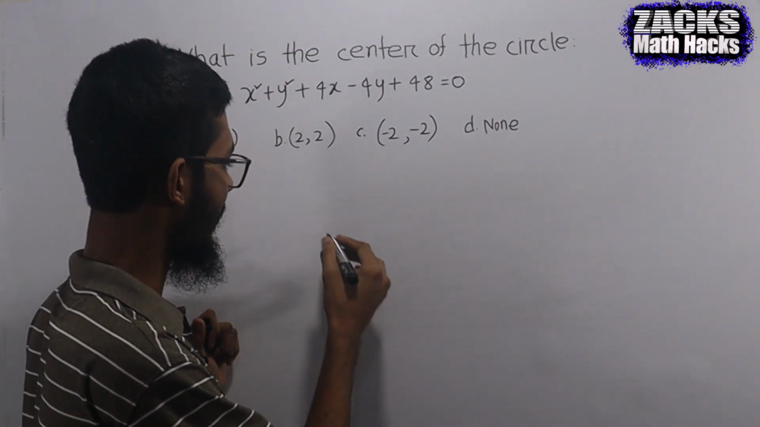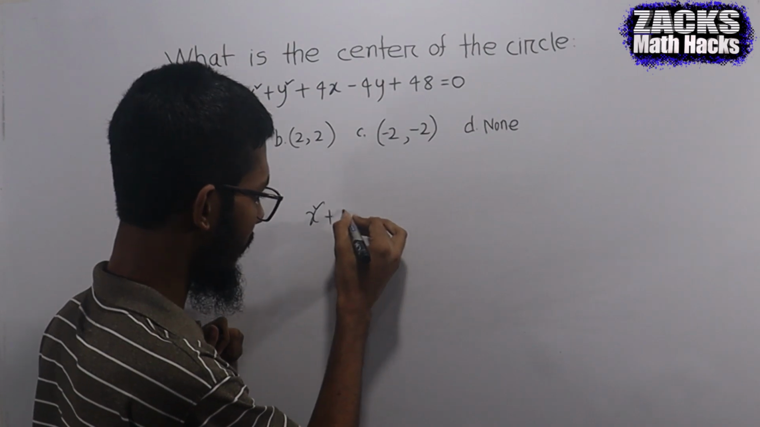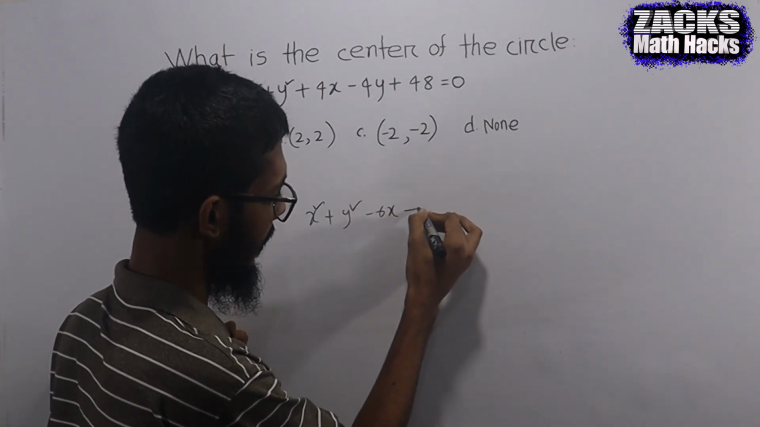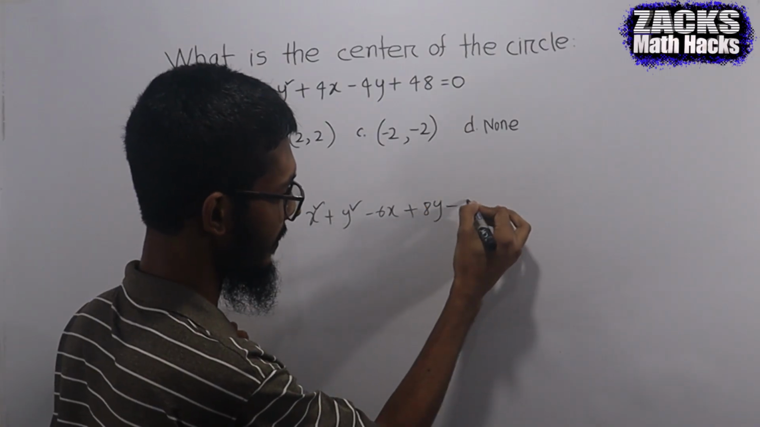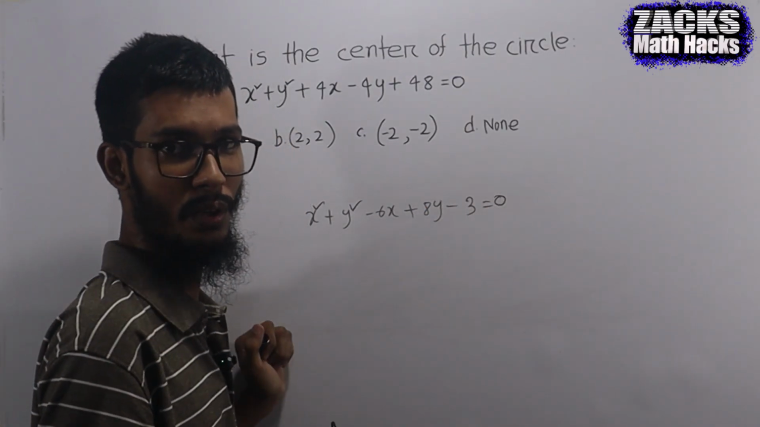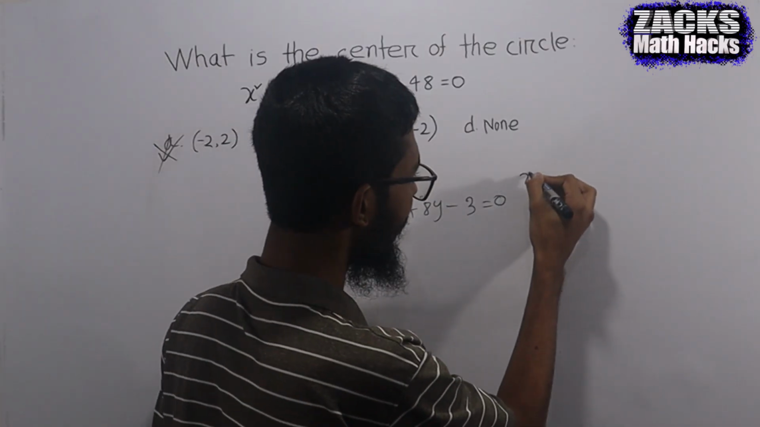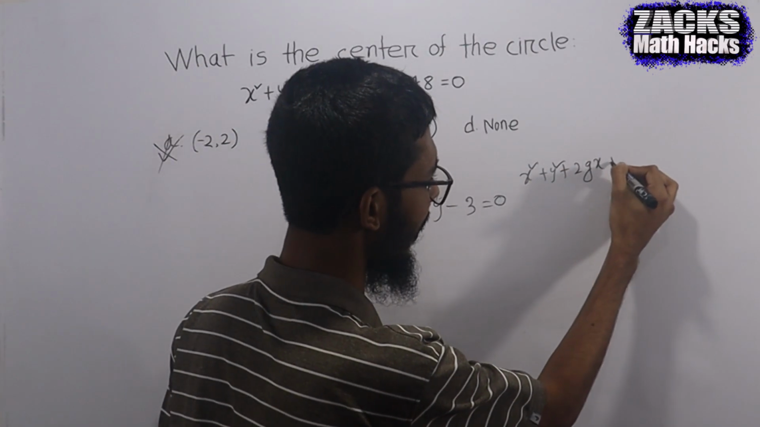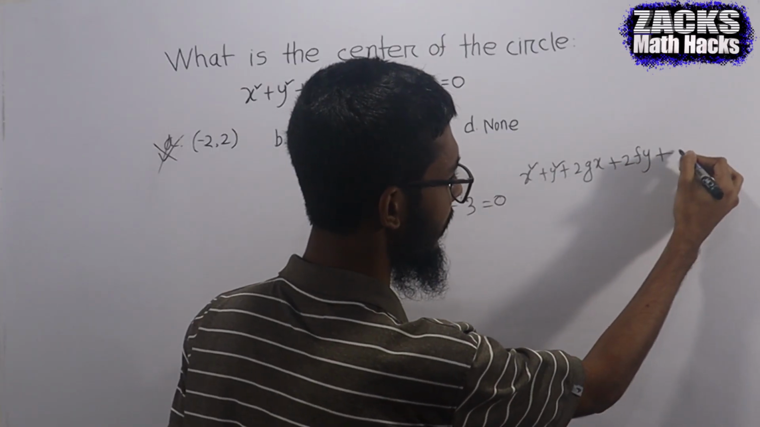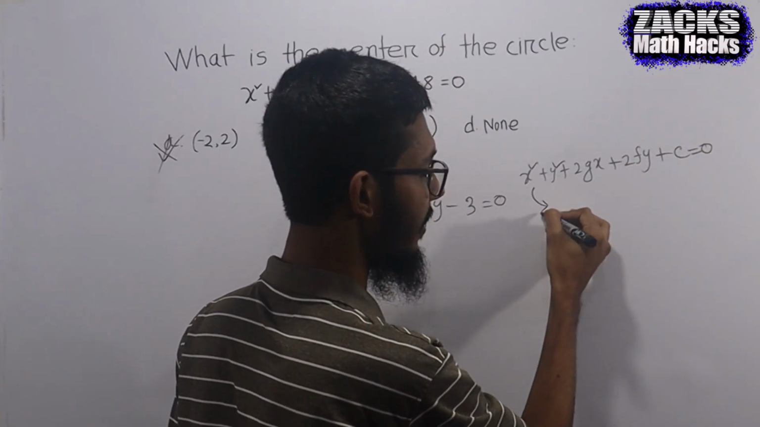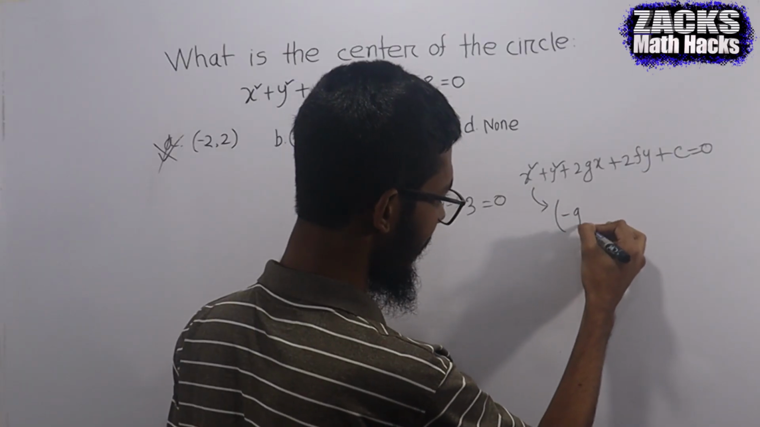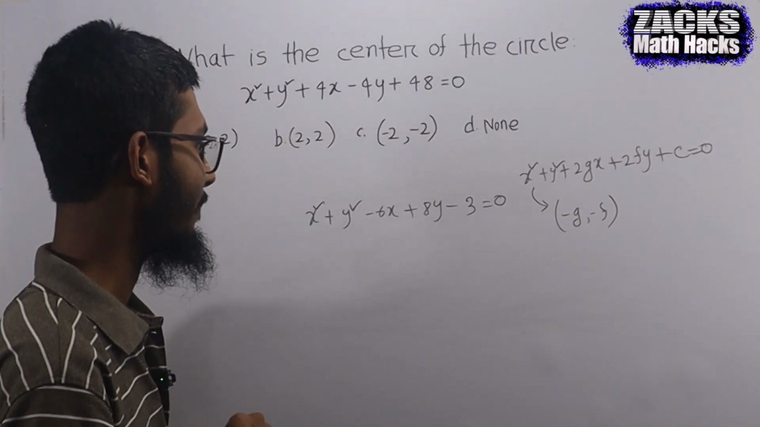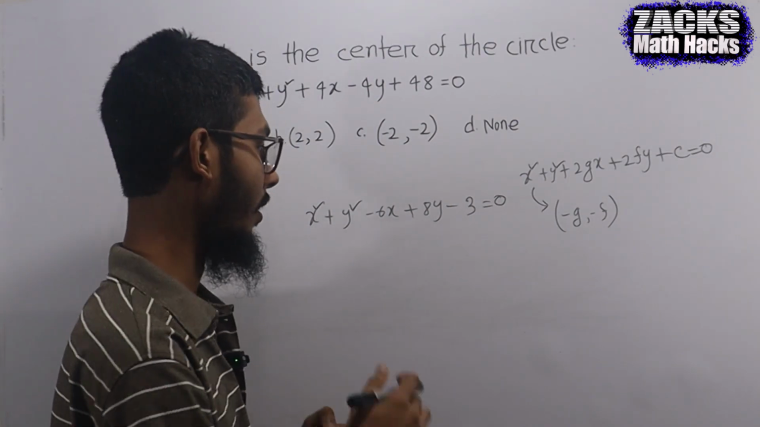For example, we have a circle equation like x square plus y square minus 6x plus, for example, 8y minus 3 equals 0. But we know the general equation of the circle is x square plus y square plus 2gx plus 2fy plus c equals 0. What's the center? The center is just minus g comma minus f.